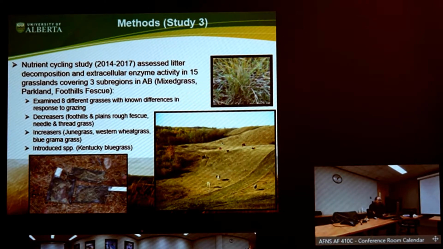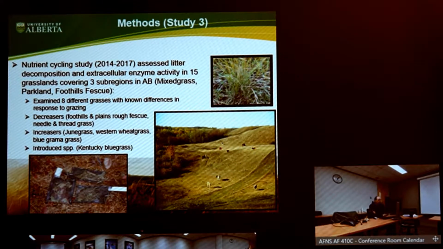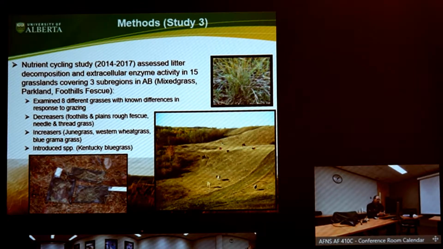And one of the unique pieces here is we actually looked at the litter decay rates in different grass species with known differences in response to grazing. So we looked at, for example, species like foothills and plains rough fescue, which have a known history to decline under increasing grazing intensity. We also looked at other plant species that are known to increase under grazing.